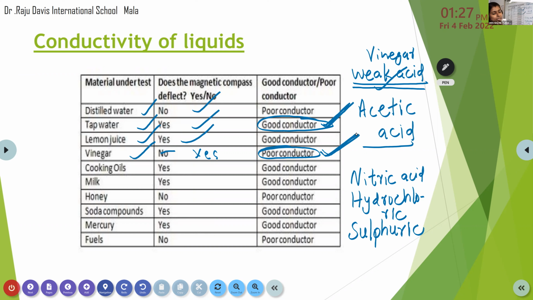Clear? Then in cooking oil, is there any acid in cooking oil? Which oil do we use for cooking? Vegetable oil. Sunflower oil is a vegetable oil. And any other oil? Coconut oil also. Does it contain any acid?